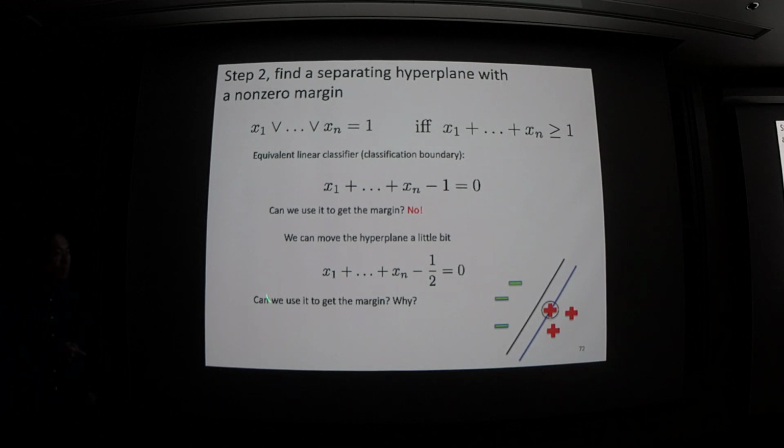So first, if all x1, x2 to xn are 0, what's the classification function value? It's just minus half, right? So it won't stay on the hyperplane. By the way, if you want to test whether a point stays on the hyperplane, just look at whether this classification function value is 0 or not. So for full of zeros, that point won't stay on the hyperplane because this value is minus half.